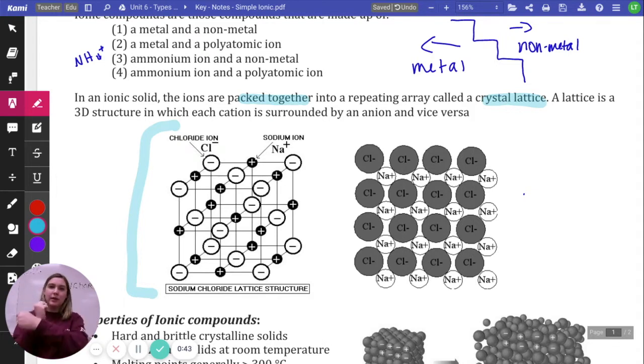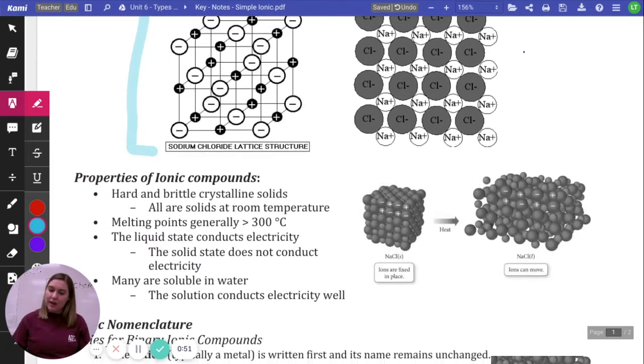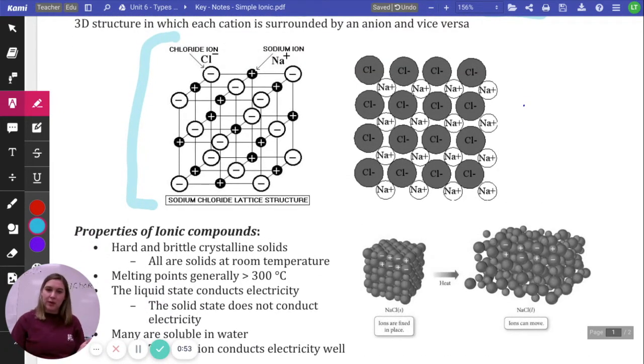Each anion is surrounded by cations and vice versa. This is a really stable structure, and it actually gives ionic compounds a lot of their properties. So these are images to help you get an idea of what the lattice structure looks like. Our positives are surrounded by negatives, and our negatives are surrounded by positives.